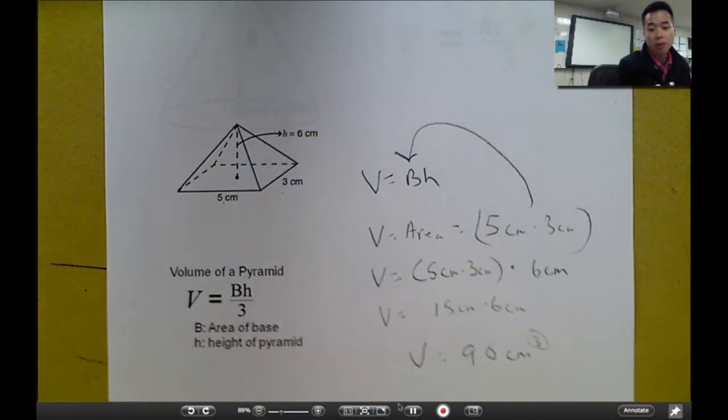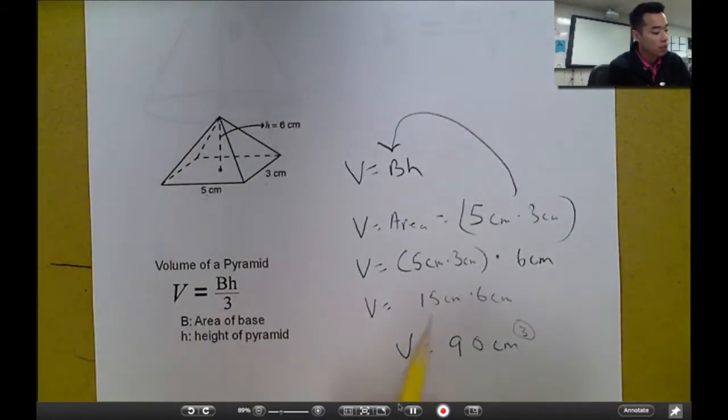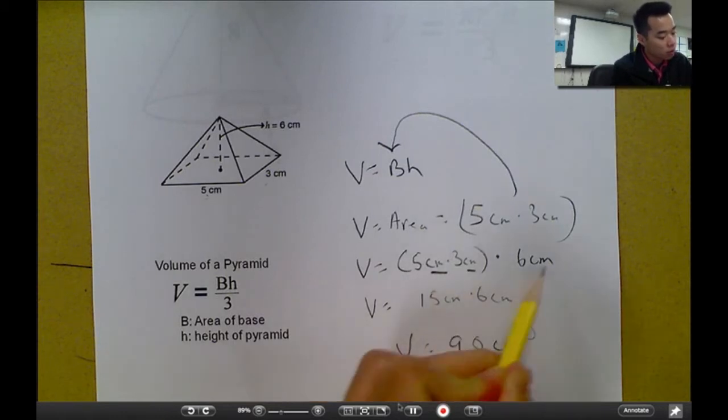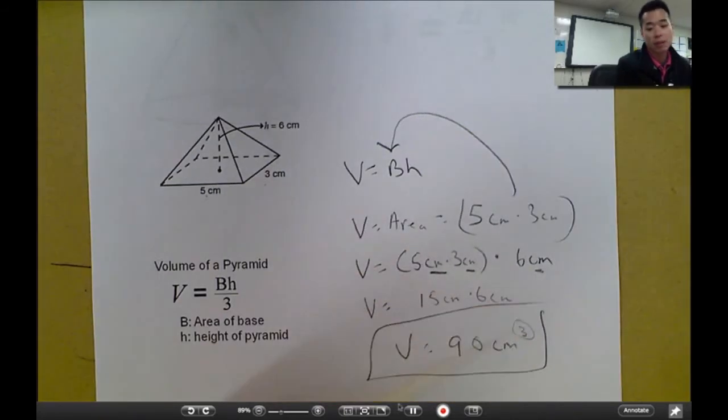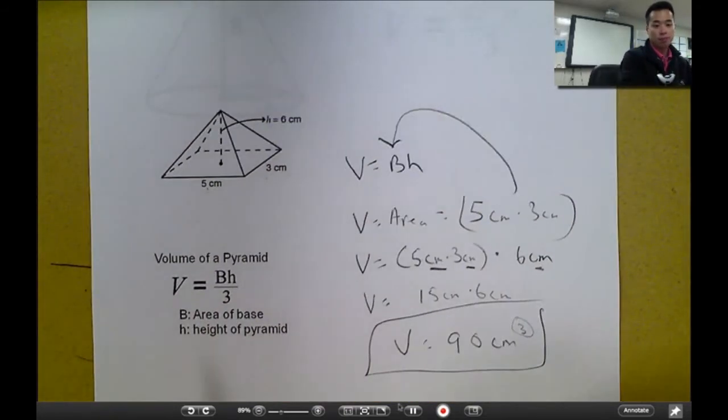Now this is the new one. The reason why it is to the power of 3 is you're multiplying 1 centimeter, 2 centimeters, 3 centimeters. You see 3 centimeters being multiplied, that is going to be to the power of 3. So my answer here is the volume is 90 centimeters cubed.